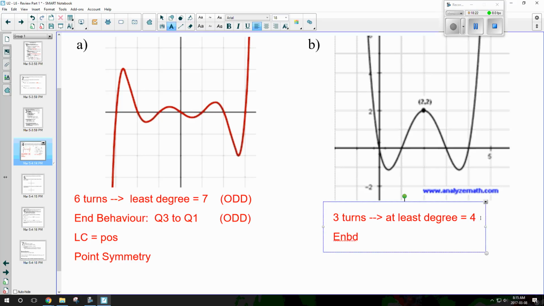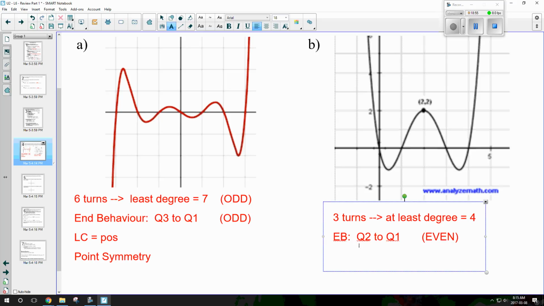Our end behavior, and remember we can use a short form EB for that one, we see that it goes from quadrant 2 to quadrant 1. And since it goes from quadrant 2 to quadrant 1, that's the same direction. Both ends are opening in the up direction. So we know that it's even. We also know that it's even from our least degree. We know our least degree had to be a 4, which also tells us that it's even.